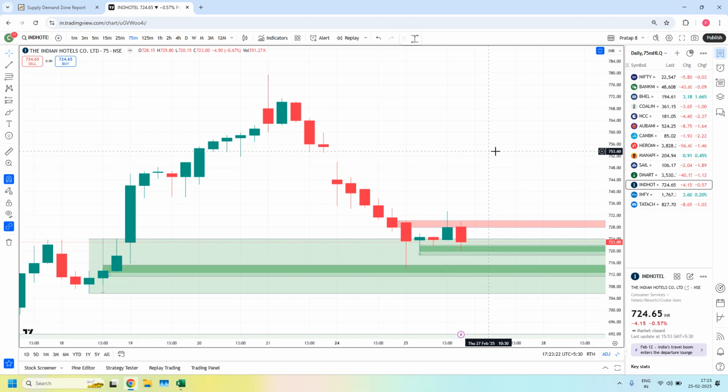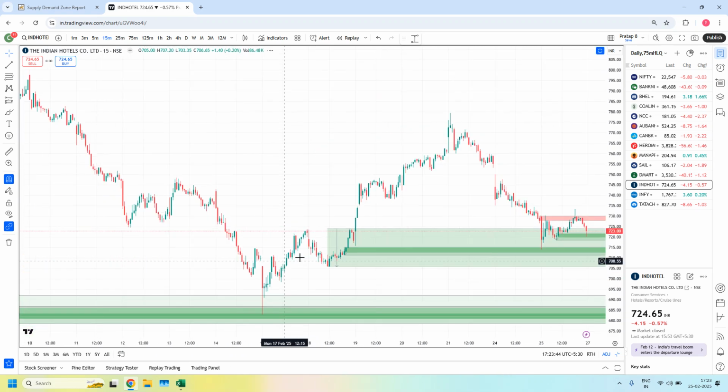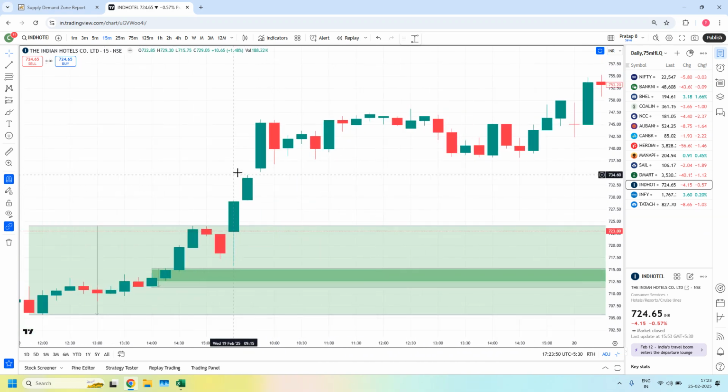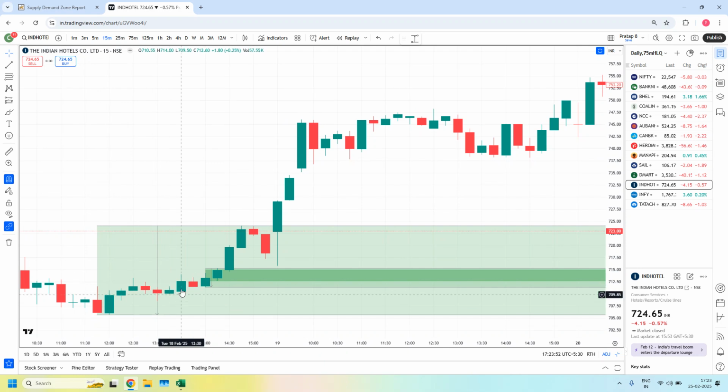Indian Hotels is a 75 minutes high liquidity zone identified by our NeoStock software. How it identified? As a drop, 1, 2, 3, 4 base candles and a rally candle. Okay, this 75 minute zone we should fine tune with 15 minutes time frame. So go to the 15 minutes time frame. In the 15 minutes time frame, here you have a legging candle, you have 1, 2, 3 base candles, and then you have a rally candle, rally, base, rally.